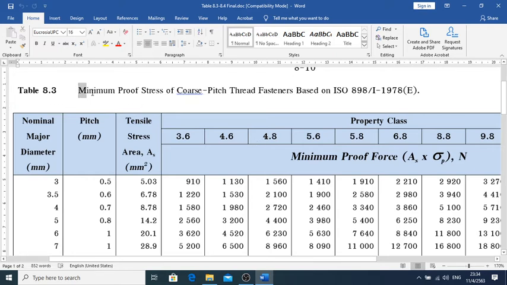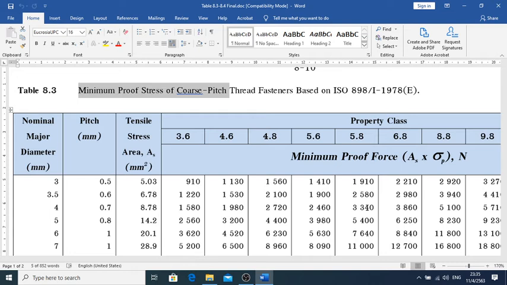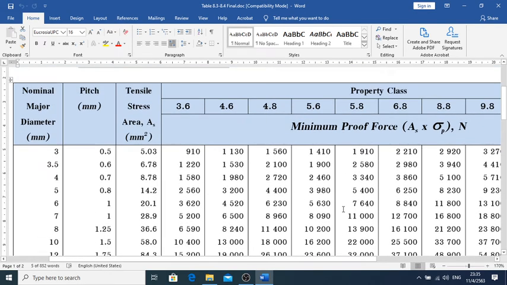8.3 shows you the minimum proof stress for the coarse pitch. Okay, the coarse pitch, right? This is the minimum proof stress, meaning the stress, or the proof force. What is shown up here is the proof force. It means that the manufacturer who produces the bolts and nuts guarantees that their bolts and nuts can provide at least this minimum force. So we have to design using this value as the minimum value.